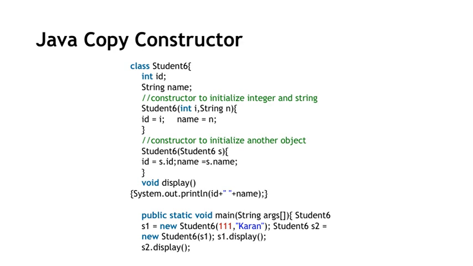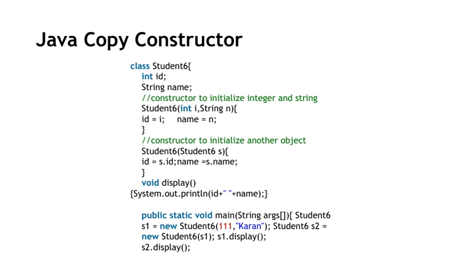In the main method, we create a student S1 with ID 111 and name Karen. Then, we create S2 by passing S1 to the copy constructor. When we call the display method on both S1 and S2, you'll see that they have the same values, but they are distinct objects in memory.